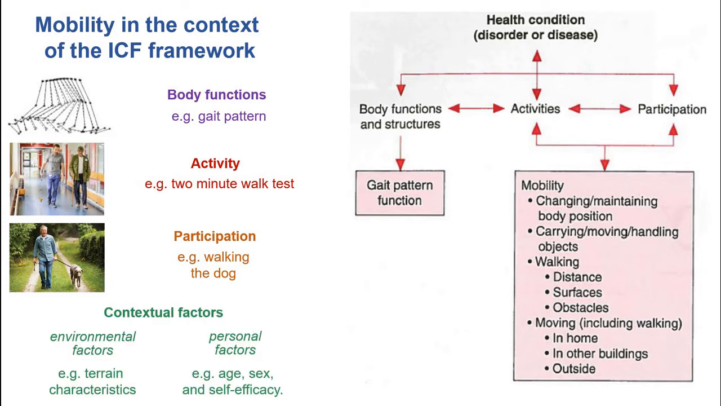Contextual factors in the ICF model include environmental factors and personal factors. An environmental factor for mobility would be terrain characteristics. Personal factors for mobility include things like age, sex, and self-efficacy.